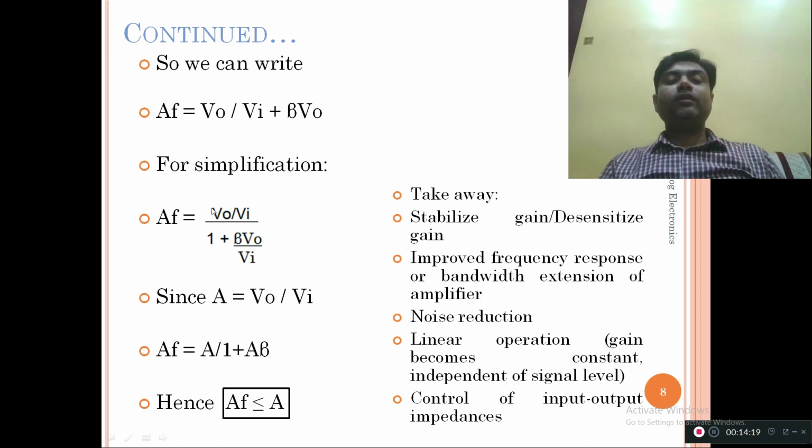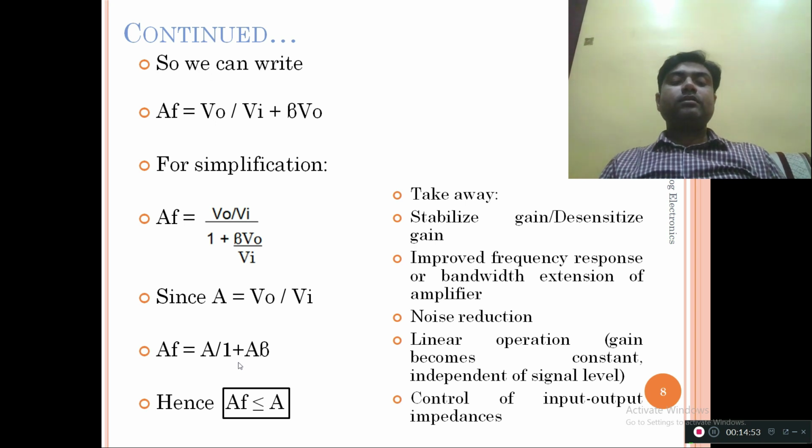So here I am writing Vo upon Vi, here Vi gets 1, beta V0 upon Vi. What is V0 upon Vi? V0 upon Vi is the first equation which we considered in the previous slide. It is the open loop gain, or gain without feedback. So ultimately this equation comes out as AF equals A upon 1 plus A beta. This is the desensitivity factor, which is known as D, and which will be discussed in later lectures.